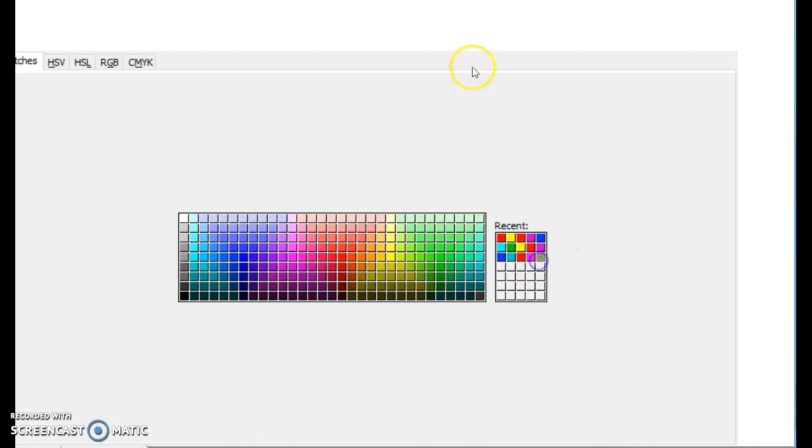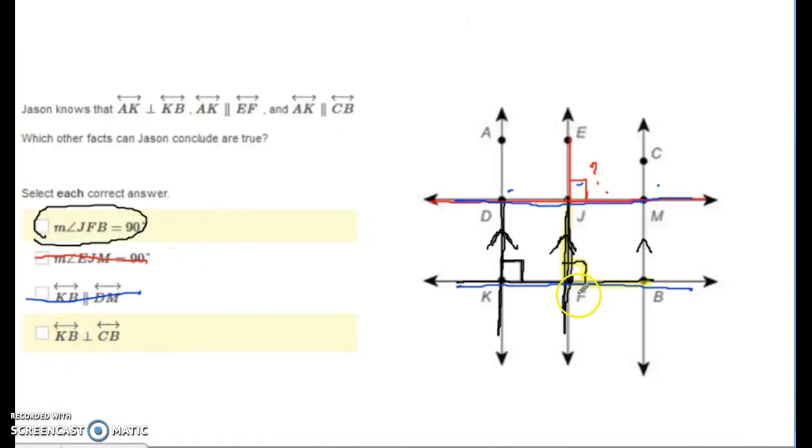And then the last one, we have KB, this green one, is perpendicular to CB. And so we go back to the fact that this line, CB, is parallel to EF, and both of those lines intersect this same line, KB. So if we know this is 90 degrees, then we know this one also has to be 90 degrees. So that is true.